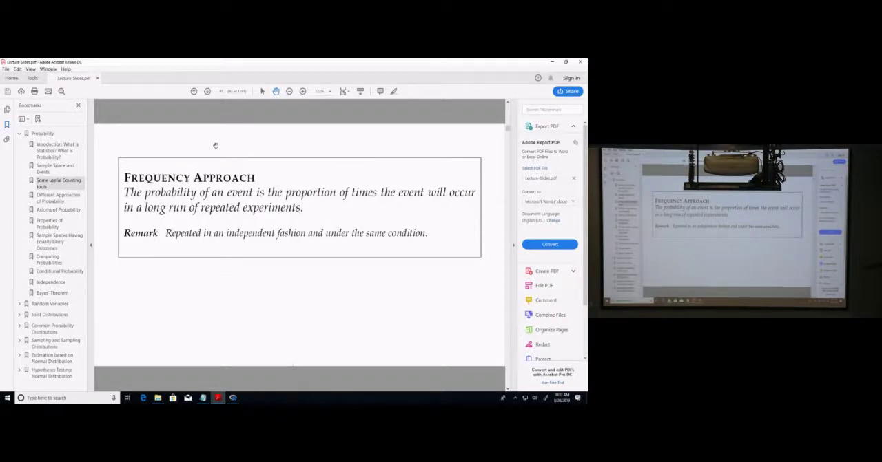The frequency approach: the probability of an event is the proportion of times the event will occur in a long run of repeated experiments. By repeated here, I want to emphasize that it is in an independent fashion and under the same conditions.